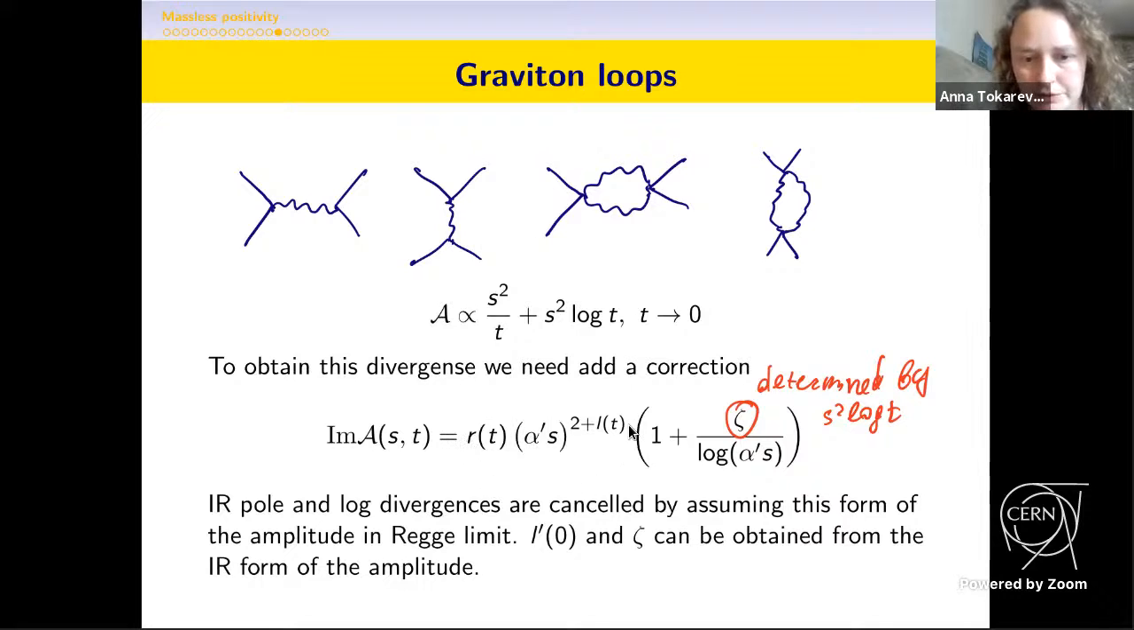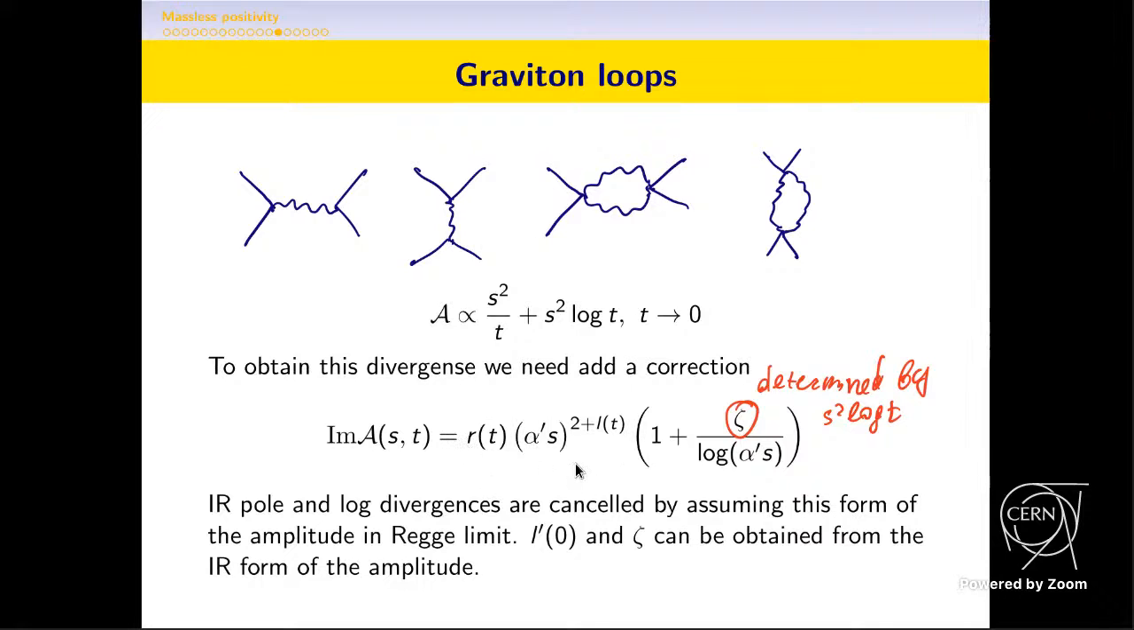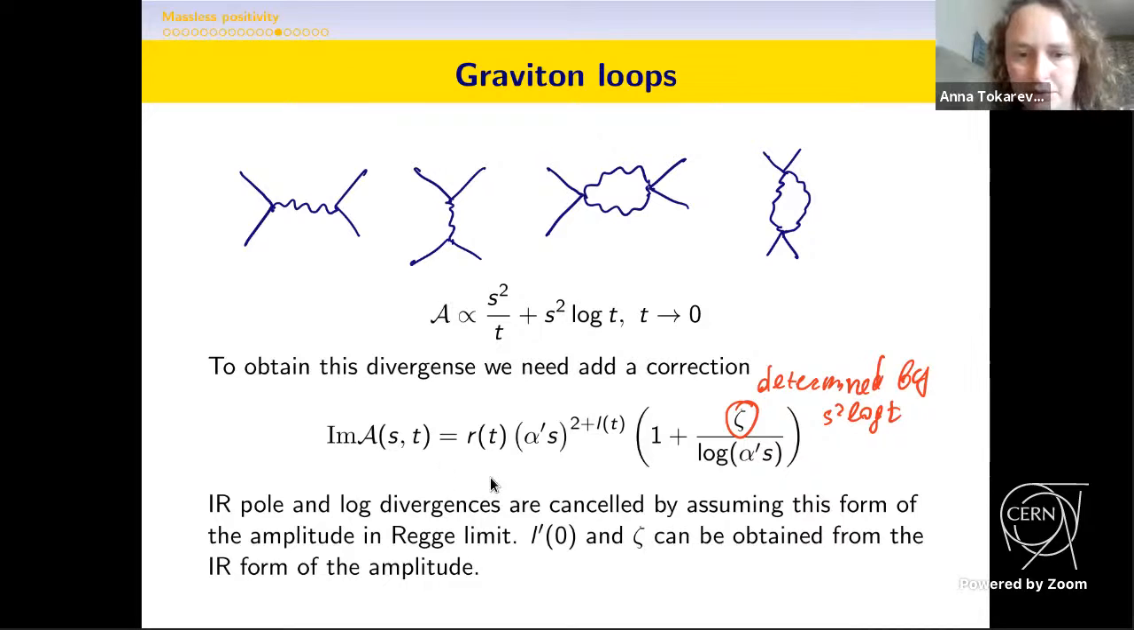And this form of the amplitude can also be obtained in string theory. It's called the Regge form. It appears exactly in string theory, but the logarithmic term probably should be obtained when string loops are considered, because in tree-level scattering of strings it cannot be found from the explicit form of the amplitude.